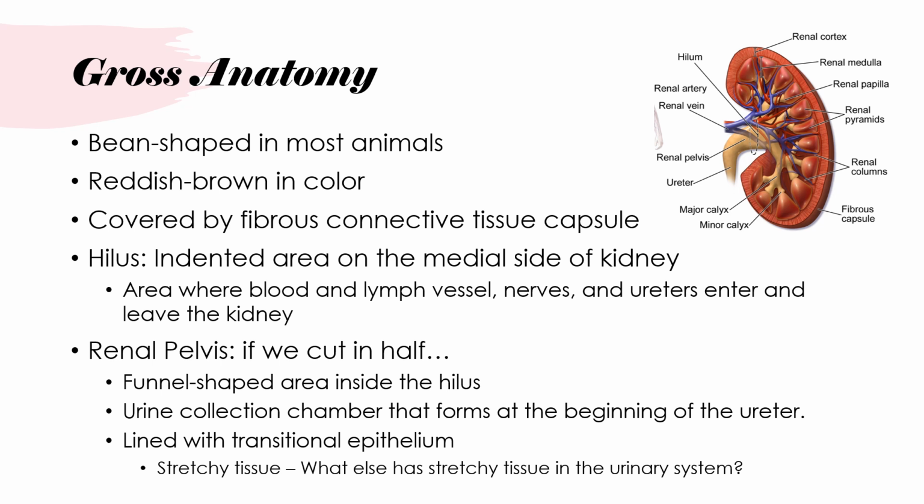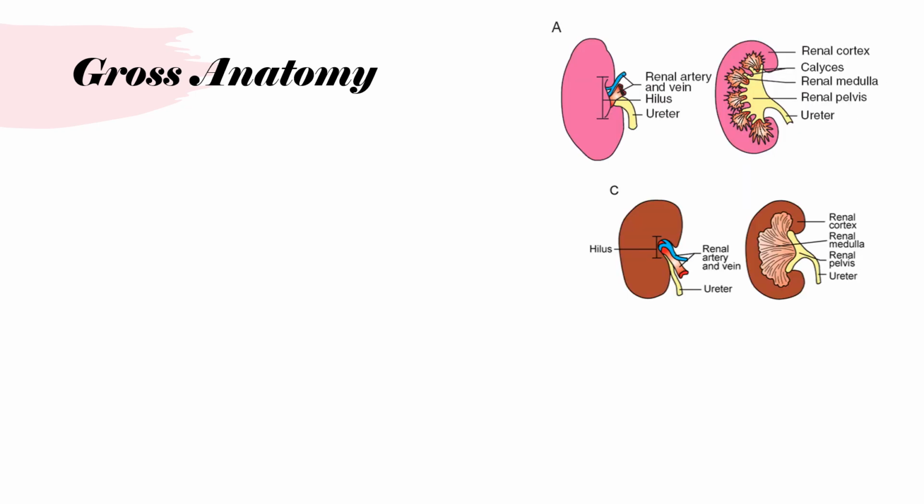And what else has stretchy tissue in the urinary system? Well, that's actually going to be your bladder. And sometimes we can actually see transitional cells in urine samples from the renal pelvis. But we'll cover more of that in Lab Techniques 1. Just know that it's stretchy.